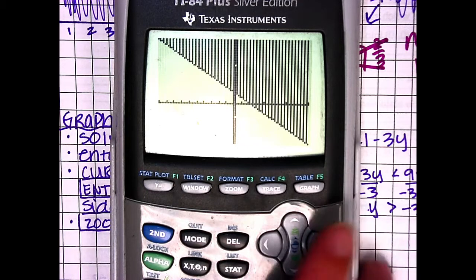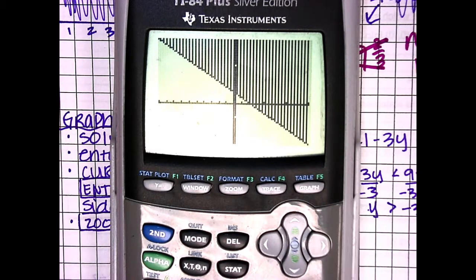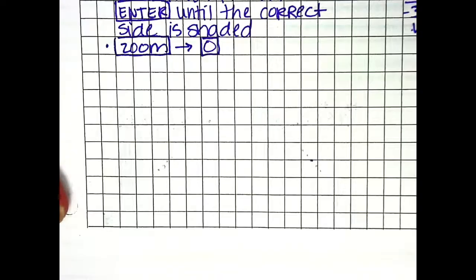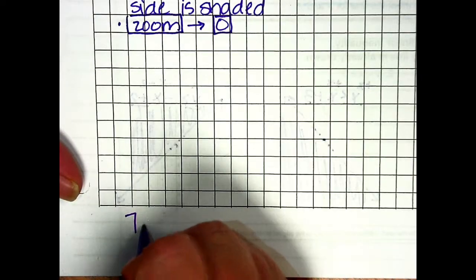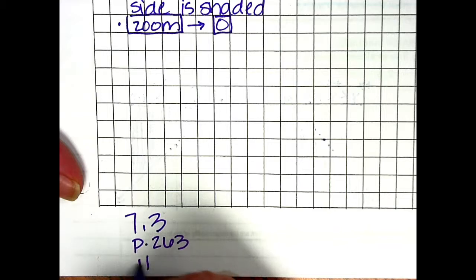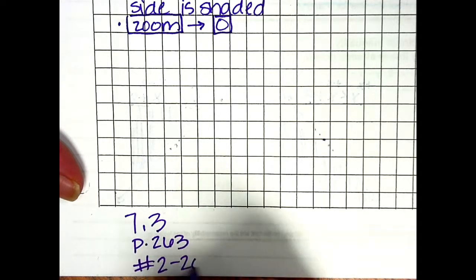Okay, that's it. Your homework for this lesson is 7.3. It's on page 263. It's numbers 2 through 20 even.